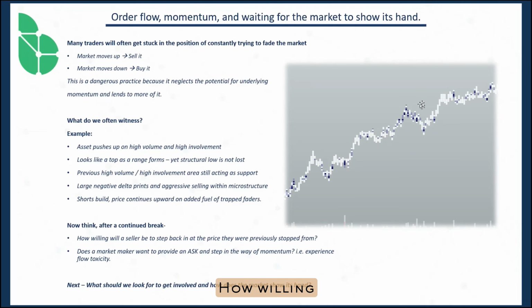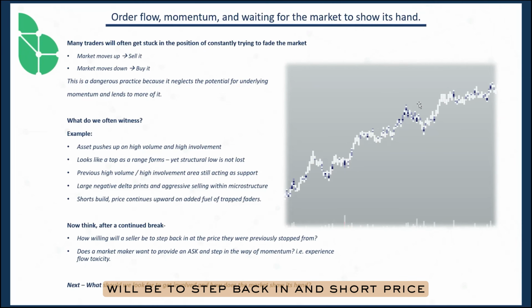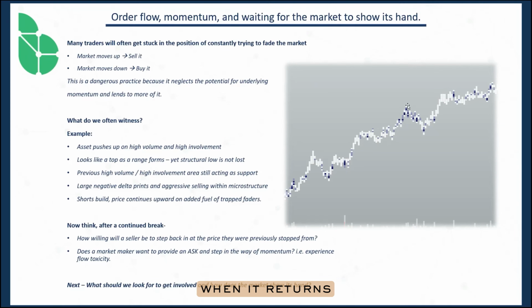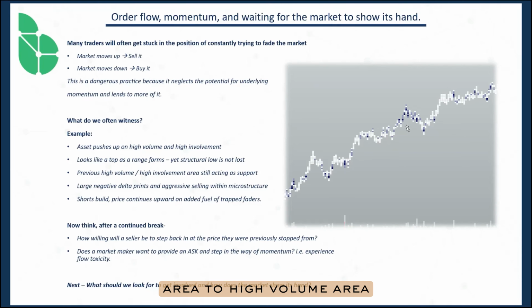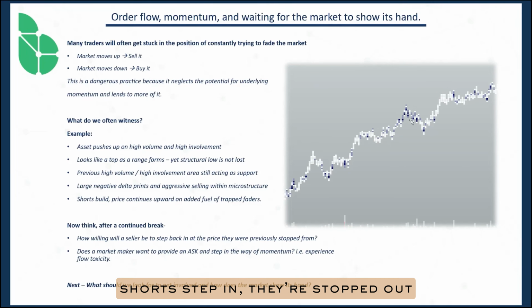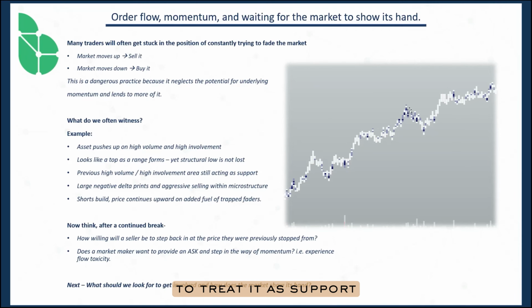How willing do you think a seller will be to step back in and short price when it returns to the previous high volume area? So we talk about moving from high volume area to high volume area. So you get from an area where you put in a top, shorts step in, okay, they're stopped out. When we return to that area to treat it as support, how much selling pressure do you think will be created by returning to this area? Okay, do you think that shorts are going to be looking to step back in at this price? Probably not. So we have a little less selling pressure there.